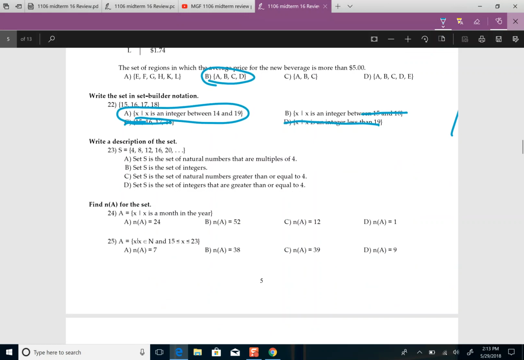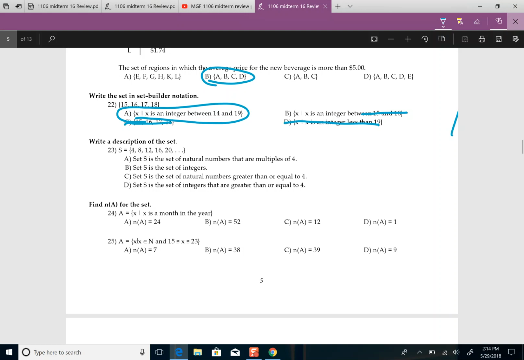23 says write a description of the set. So we want to have a word description. So I can see my numbers are 4, 8, 12, 16, and 20. I'm moving by 4s, but I'm starting at 4. So we want to make sure this makes sense as I'm reading my choices. Option A says set S is the set of natural numbers that are multiples of 4.